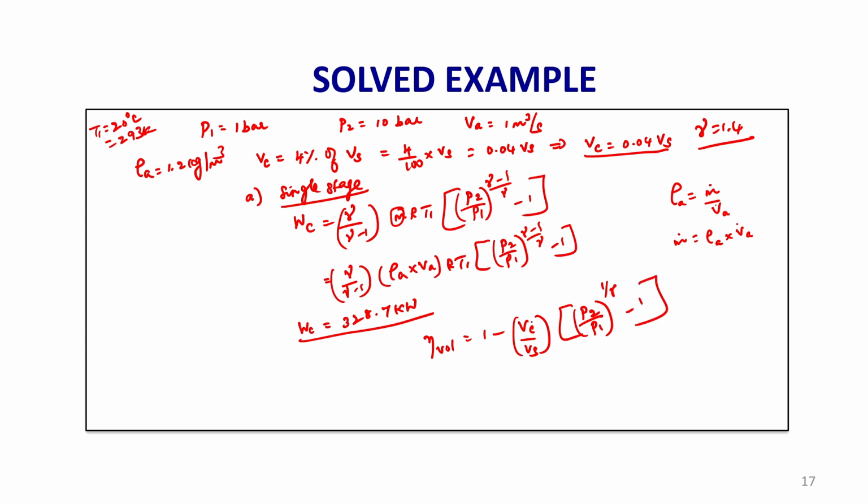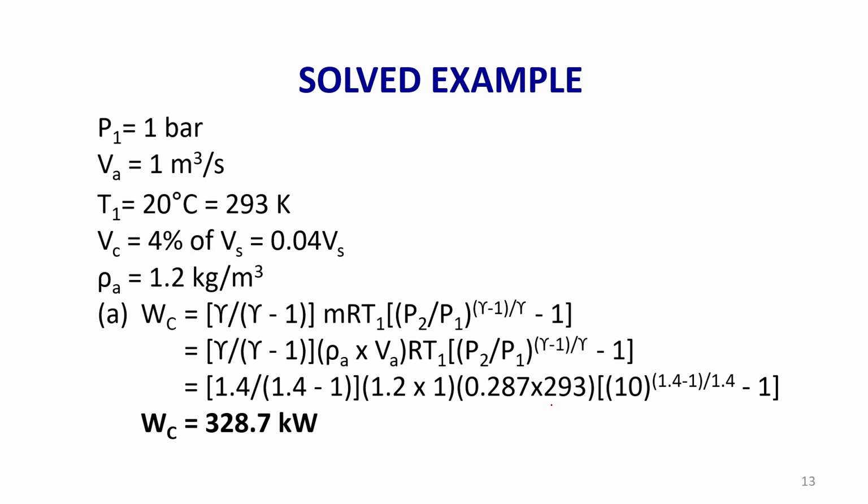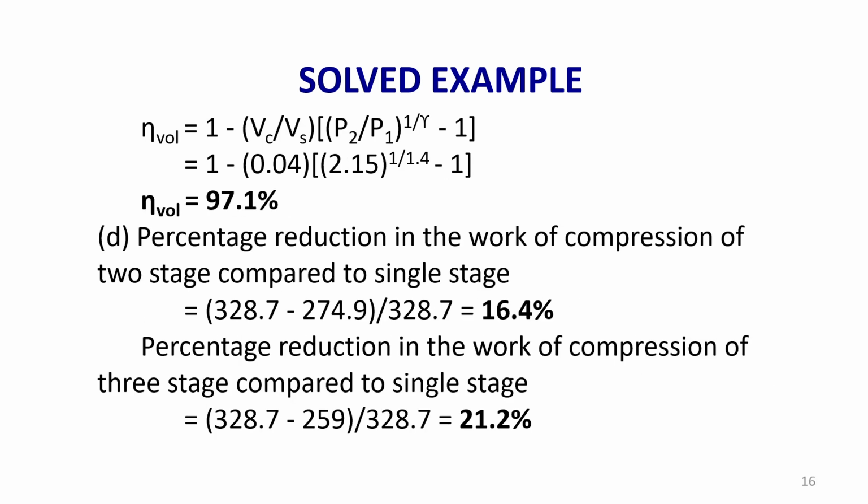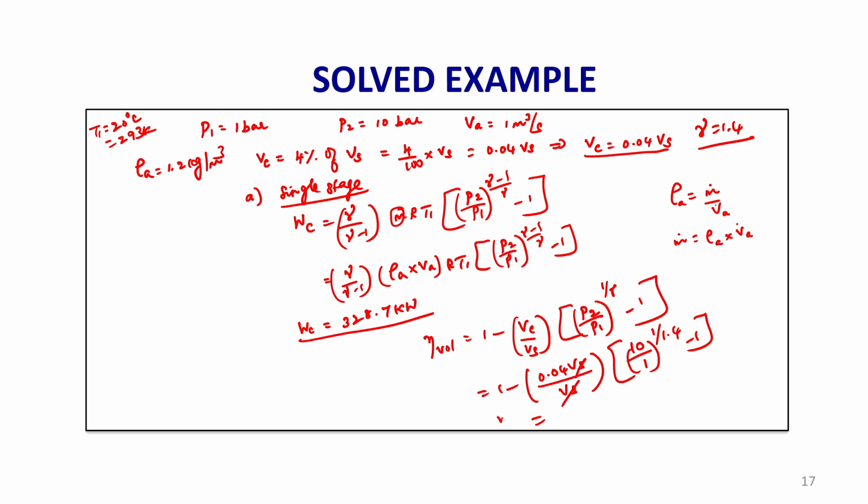All the values are given. Vc is given in terms of Vs, so Vs and Vs will get cancelled. So, 1 minus 0.04 Vs divided by Vs, into P2 by P1. P2 is 10 bar, P1 is 1 bar, power 1 by 1.4, minus 1. So you will get the volumetric efficiency as 83.3%.